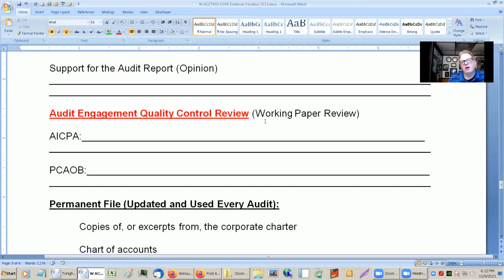Oftentimes for private practice, they will have someone come in who is not on the audit. It could be a senior partner. It could be somebody else who's not closely working on the audit. But they'll have somebody come in and look at the audit. So you'll have an expert, someone who knows about auditing will come in and look at the audit.